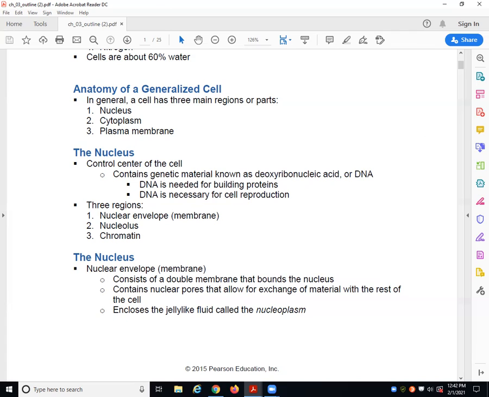All right, so here's where we are. DNA carries the instructions to make proteins. And DNA is going to be necessary for reproduction of your cells, okay?